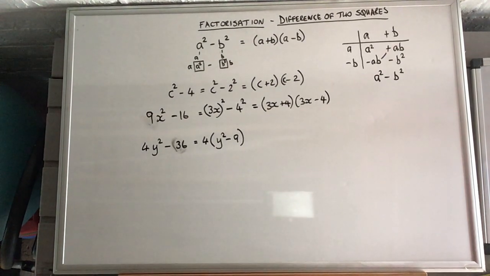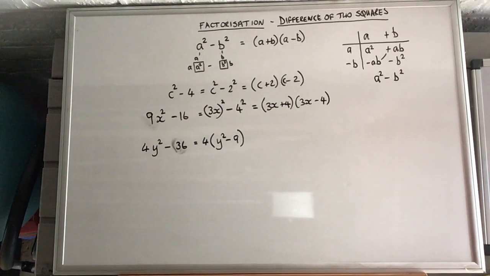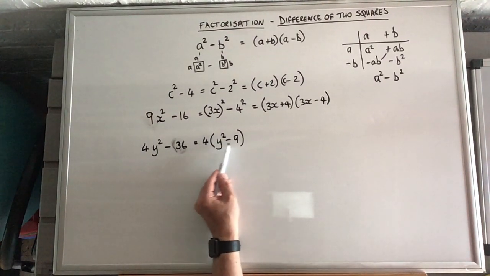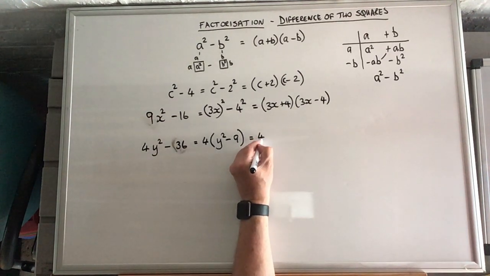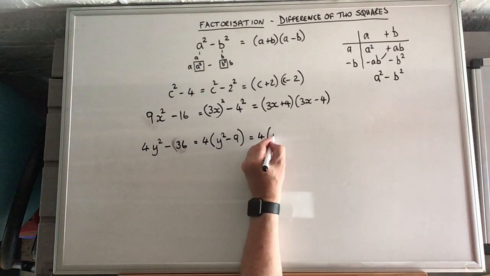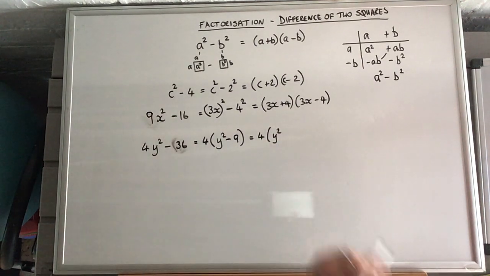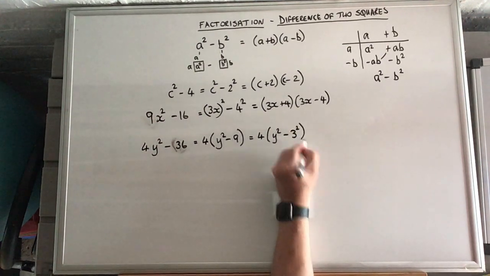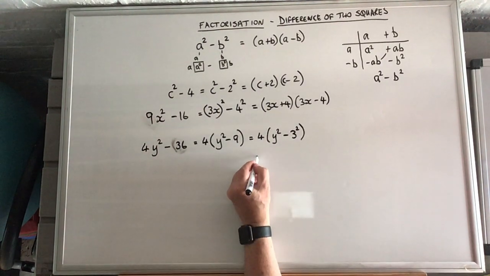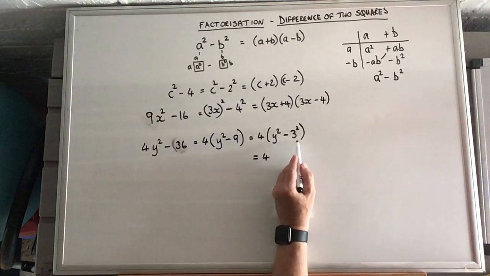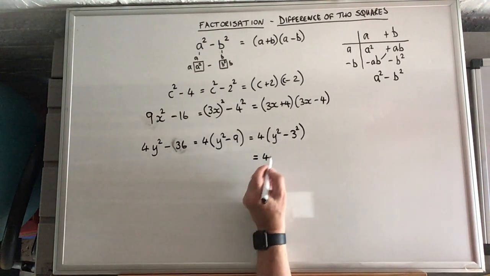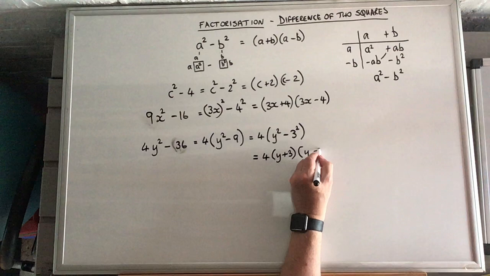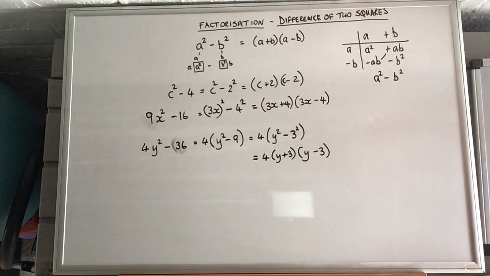So we've got the common factor 4 out, and we've now got almost the difference of two squares in here. That's going to be 4 bracket y squared, now 9 is a square number, not a square term yet, so it'll be minus 3 squared. Now this is the difference of 2 squares, so we can write 4 times y plus 3, y minus 3. And that's it.